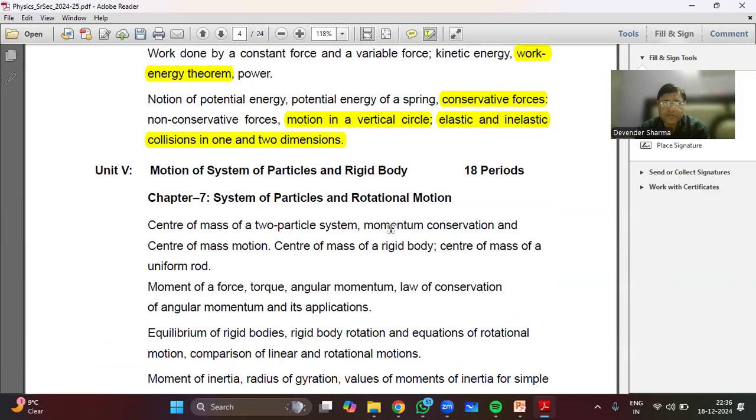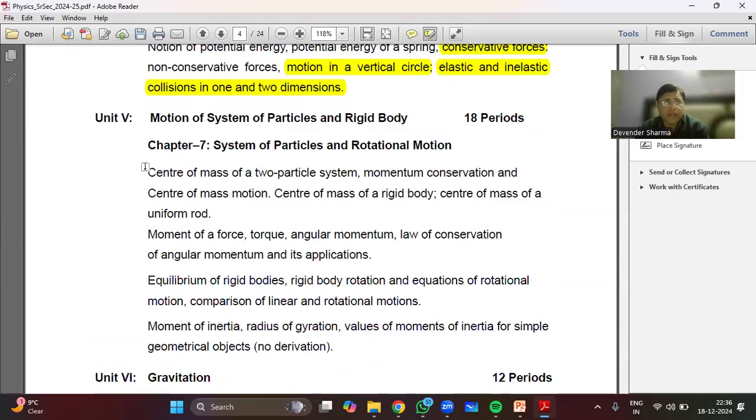And then moving on to unit number five, system of particles and rotational motion. Of course, the center of mass of a two particle system, and numericals based on it. Very, very important. Numericals based on it.